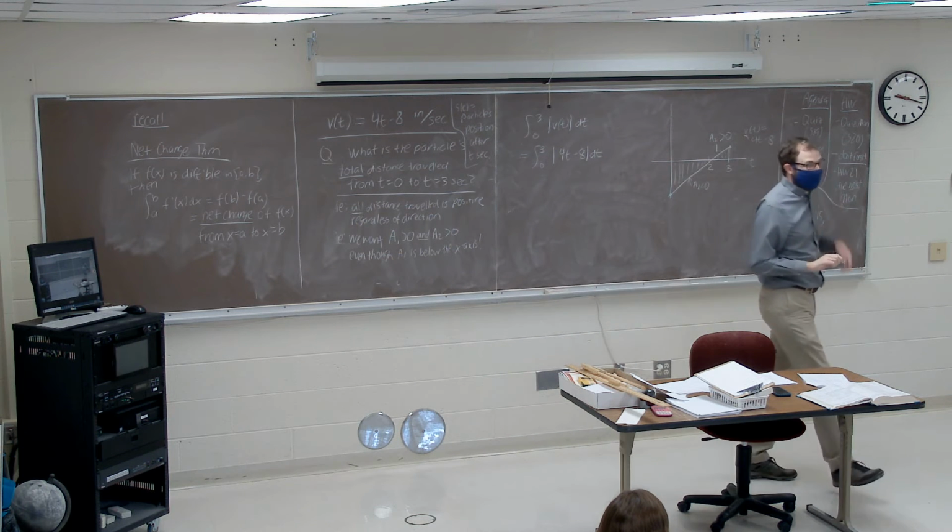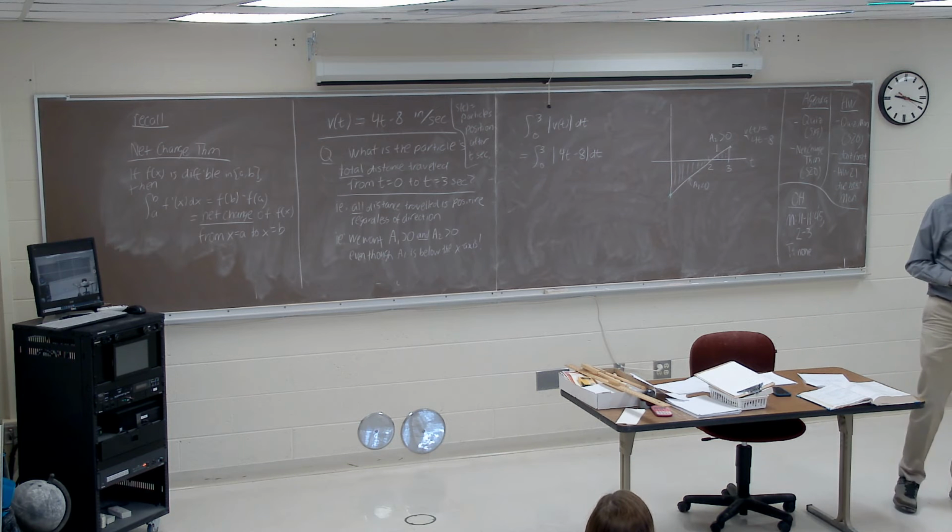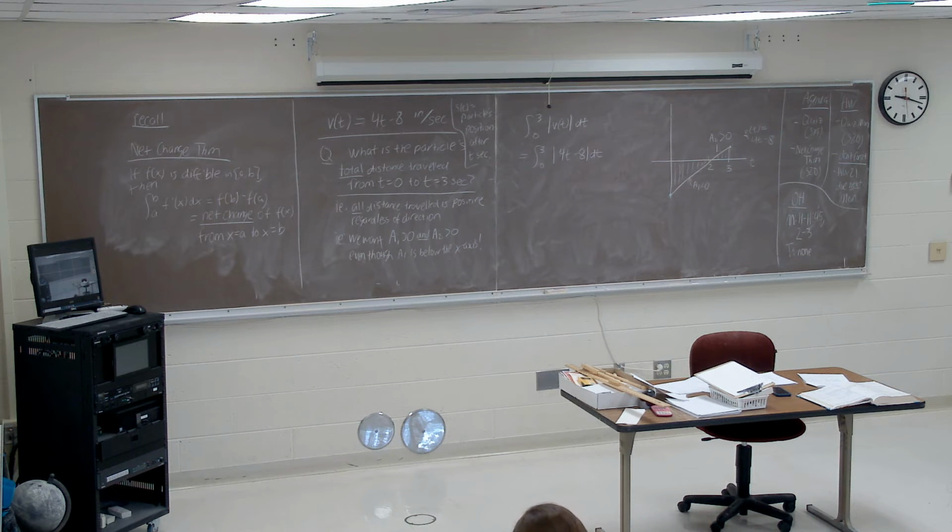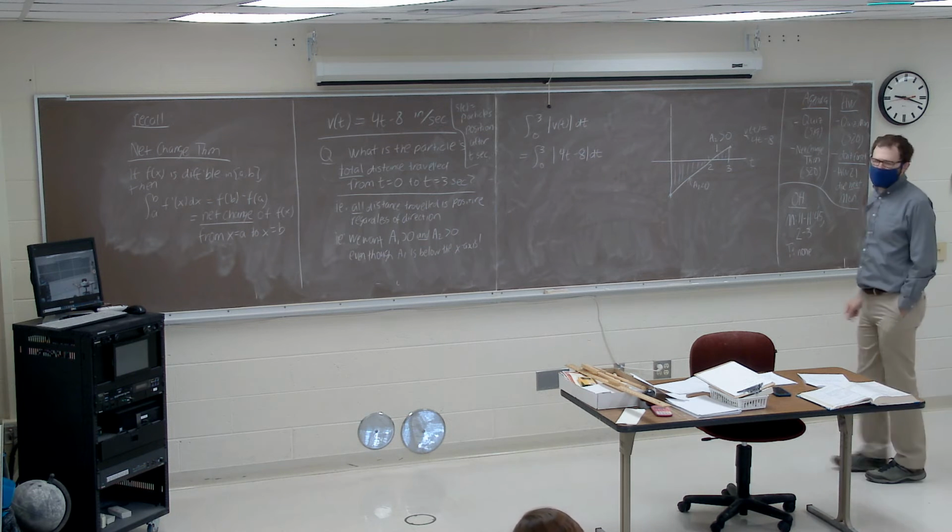If you want to know something really nasty, if we were to try and find an antiderivative of the absolute value of 4t minus 8, we don't actually have a nice formula for how to anti-differentiate absolute value functions. I think what we would actually have to do is come up with a piecewise function. And that doesn't sound very fun. So we're going to do something slightly different.